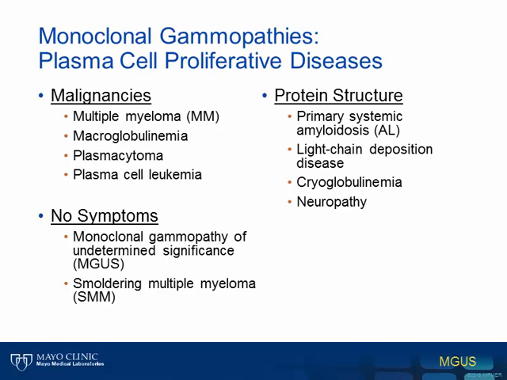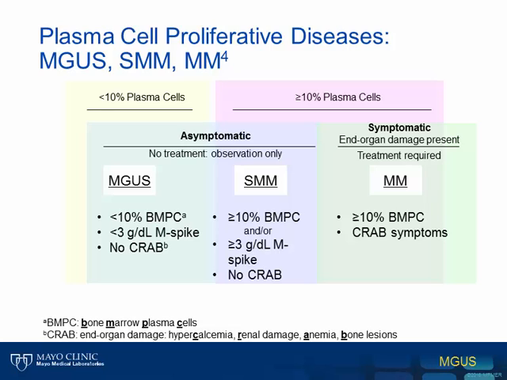The third group of patients with no symptoms are considered pre-malignant, and both MGUS and smoldering myeloma are in this category. MGUS does not require treatment. The pre-malignant disorders of MGUS and smoldering myeloma are compared to multiple myeloma on this slide. By definition, MGUS must have less than 10% bone marrow plasma cells and less than 3 grams per deciliter serum M spike, and importantly, must be asymptomatic with no hypercalcemia, renal damage, anemia, or bone lesions, defined as the acronym CRAB.